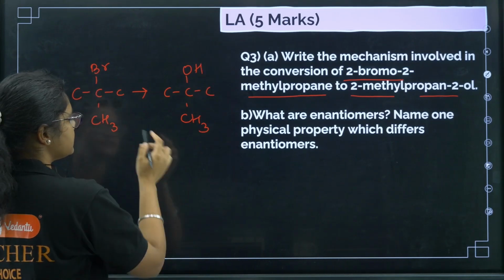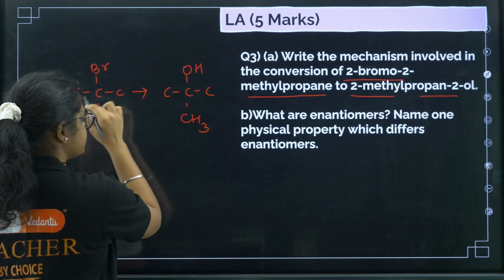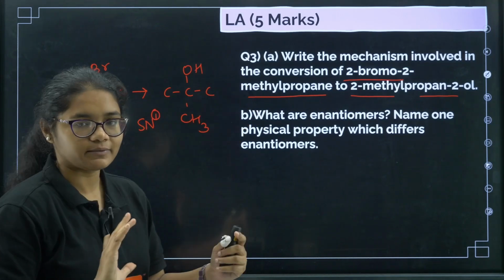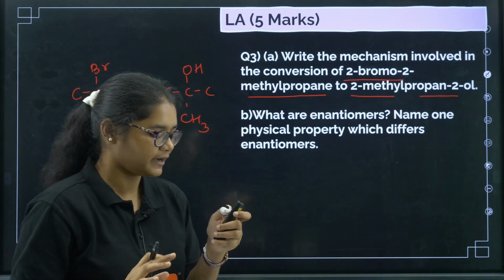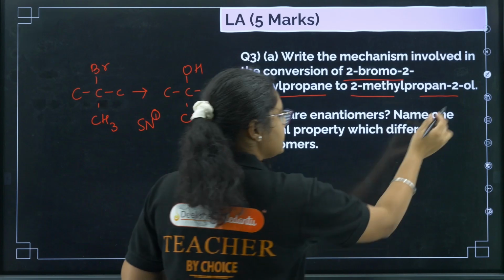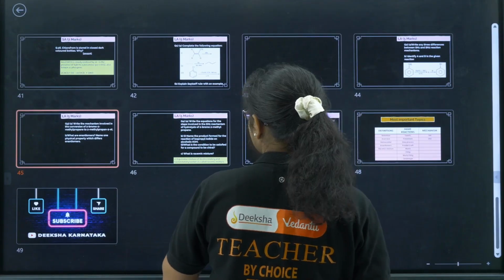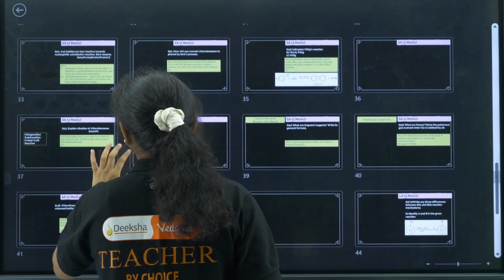2-methyl-propane-2-ol. So if you see, which reaction is this? This is a tertiary one, so it is your SN1 mechanism, right? So you need to write the SN1 mechanism that we have already discussed. In which question have we discussed it? Let me tell you, so that you can check it very easily.